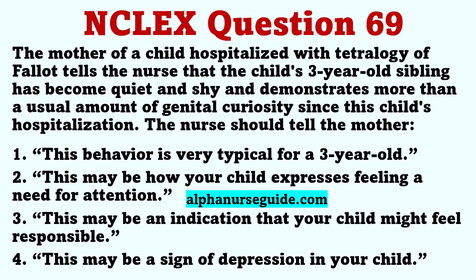The correct answer is 2. According to Erikson, the central psychosocial task of a preschooler is to develop a sense of initiative versus guilt. Any environmental situation may affect the child. In this situation, the sibling is probably feeling less attention from the mother and trying to resolve the conflict in an inappropriate way. 3-year-olds are usually active and outgoing. These behaviors represent a change. Symptoms of depression would include withdrawal and fatigue.